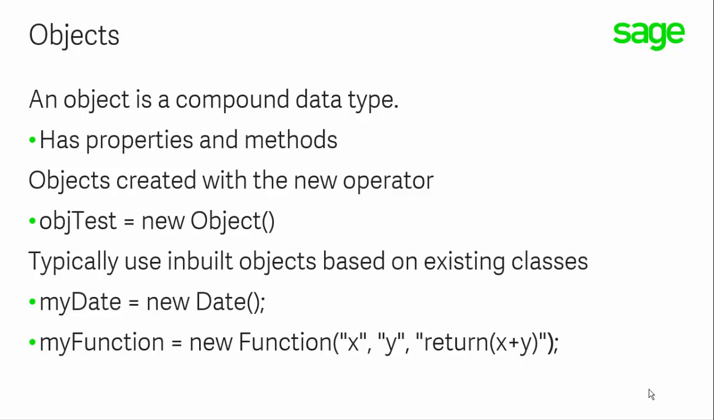So my date is equal to new date, or my function is equal to new function, and then defining what that function is by passing in parameters. Now we'll be meeting objects and creating our own during a lot of the remaining lessons.